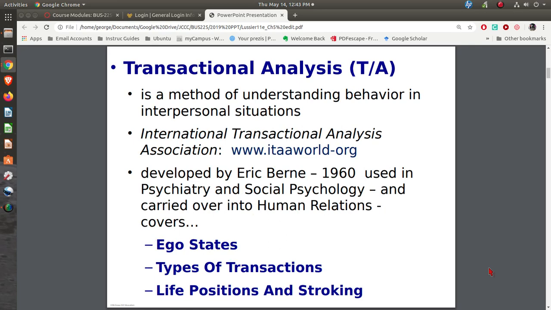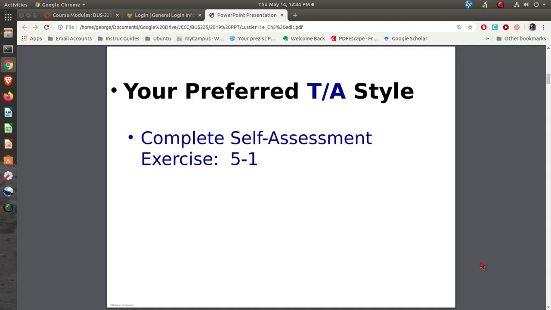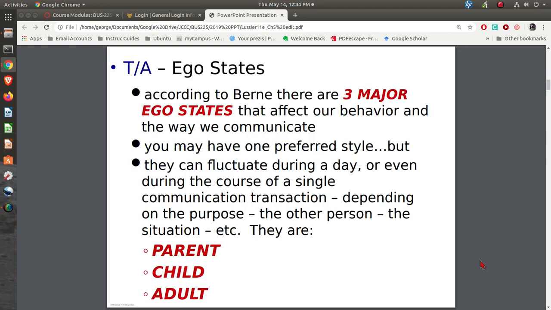Transactional analysis is actually an old concept. It was started back in the 1960s. It was really kind of a pop psych type of thing where they were looking at ego states, types of transactions, and life positions. One of the things you probably want to do is do the self-assessment 5-1, looking at your preferred transactional analysis style.